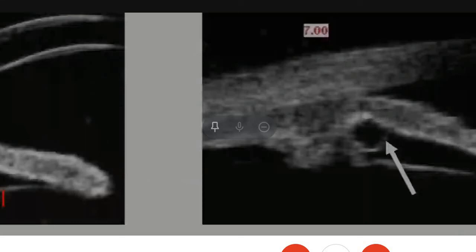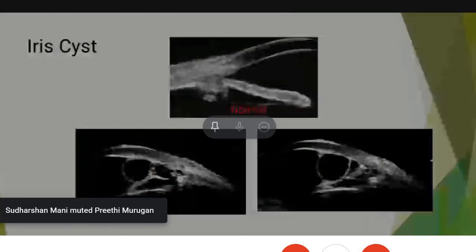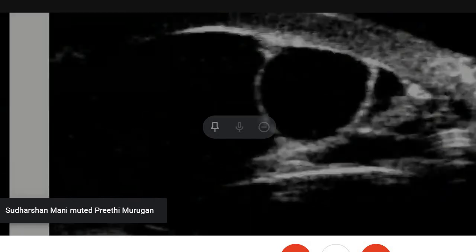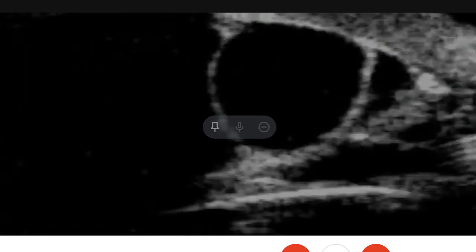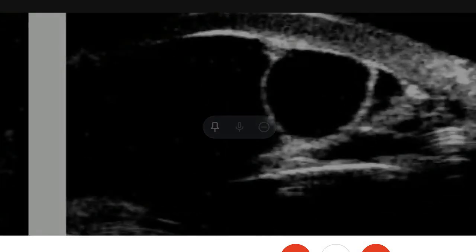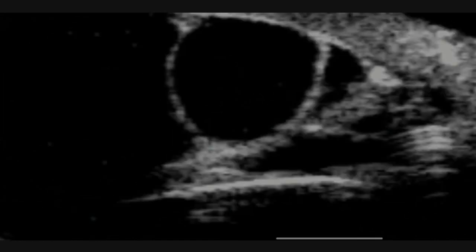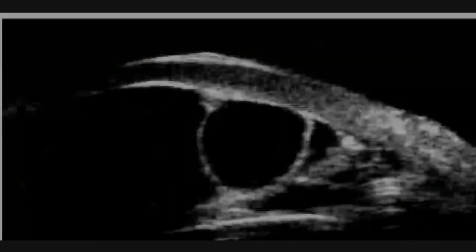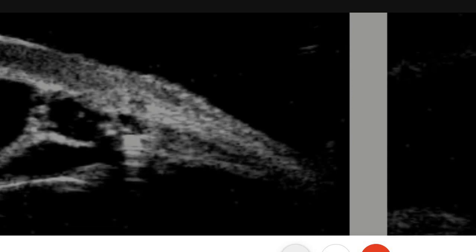But I can't see the iris border itself in that large cyst which you saw now. Where is the iris there? This structure is the iris. This is the iris, and on top of that you see this. In this image, you can easily measure the iris because it has a definite border.